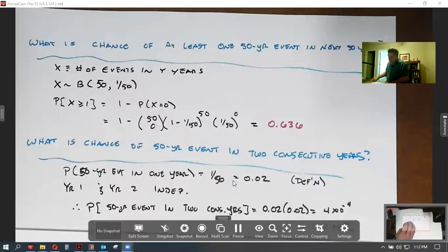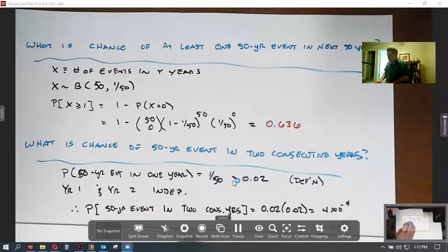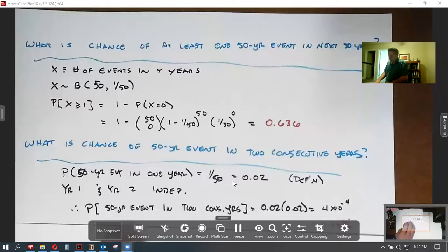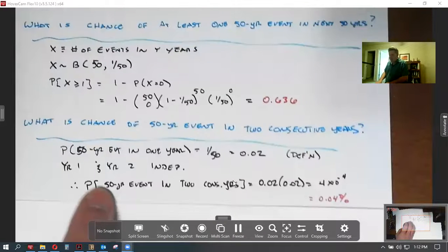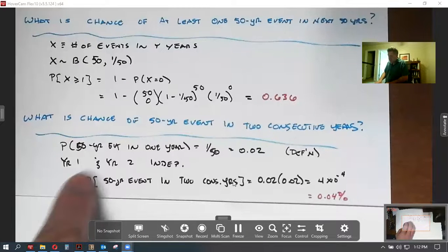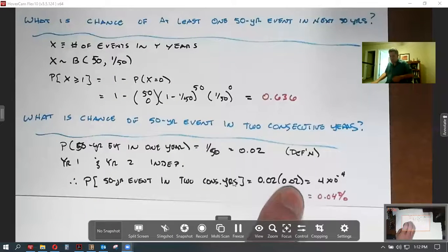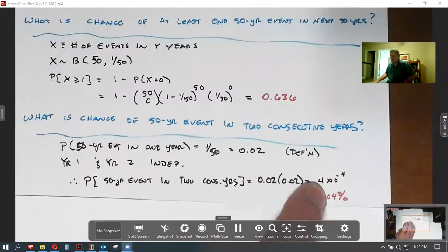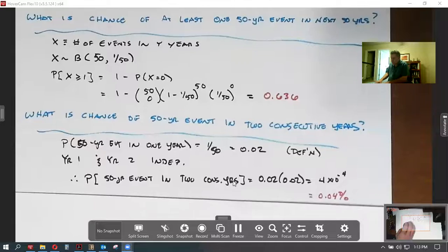So let's look at it slightly differently. What's the chance of a 50-year event in 2 consecutive years? The chance that it happens in 1 year is 0.02. That's just the straight definition. And then year 1 and year 2, well, they're independent years, so basic event probability says for the intersection of this event and this event, we multiply those 2 together. They're independent, so there's no overlap in the Venn diagram space to subtract out. And that's going to be your 0.02 squared, or about 0.04%.